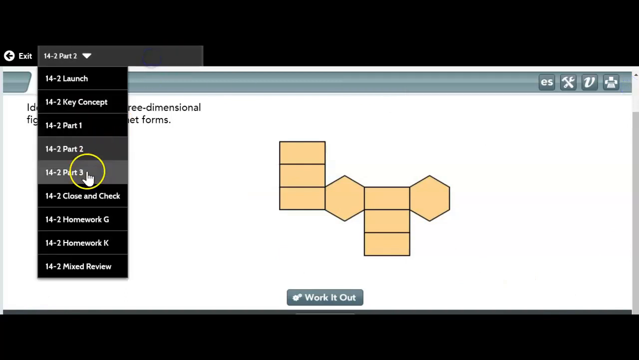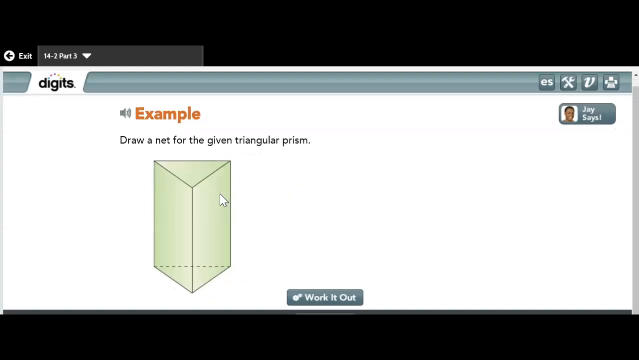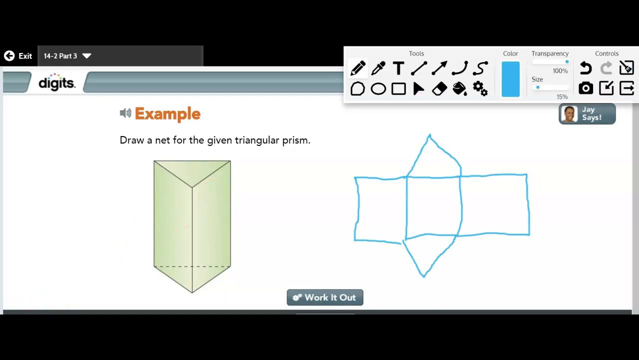All right, and the last part here, part 3. See if you can draw the net of a triangular prism. Okay, here is the net of this triangular prism. Remember, our triangles are our two bases.